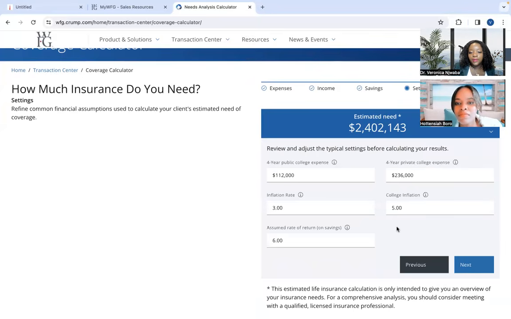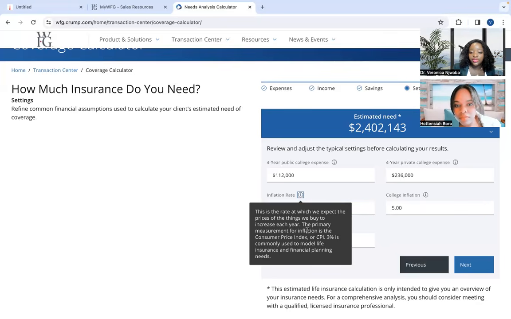All right. So these are projections for four-year college, Hortensia, that you'll need for this child, right? It's going to cost them at least 112,000 if they go for four-year public college. This is what I mean by approximation there. If they go for private college, it's going to be 236,000, the cost for all 4 years. These are the projections, assuming the inflation rate is at least 3%, meaning cost of living goes up at least 3% every single year.